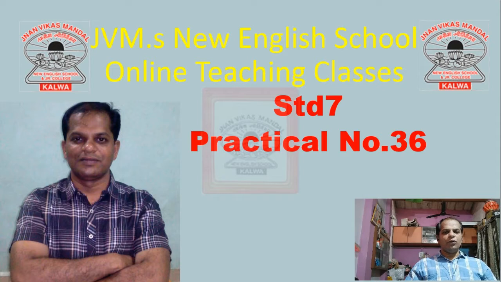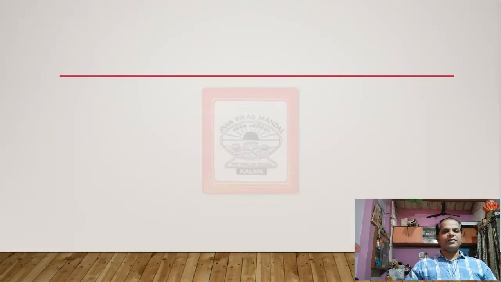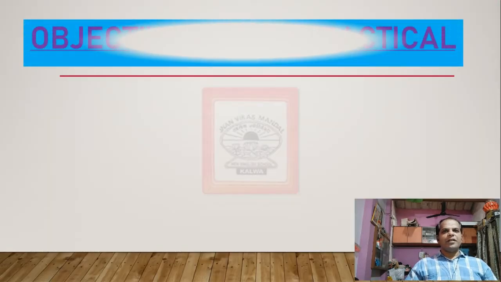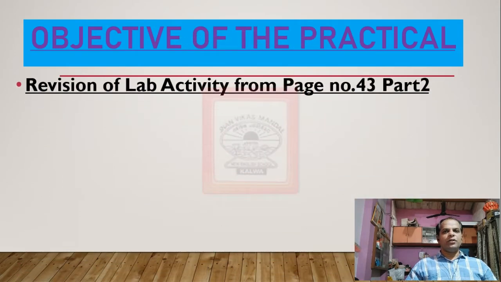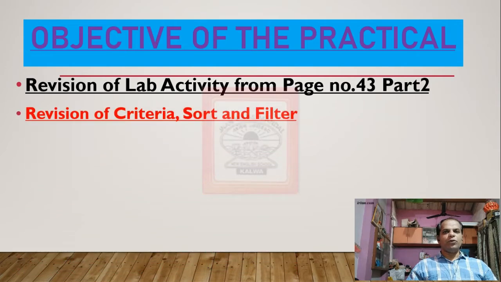And today we are going to see our next practical of Standard 7. The objective of today's practical is to revise the lab activity from page number 43. This is the second part of this lab activity, and in today's part we are going to revise criteria, sort, and filter. These three things we will see how to do in Excel.